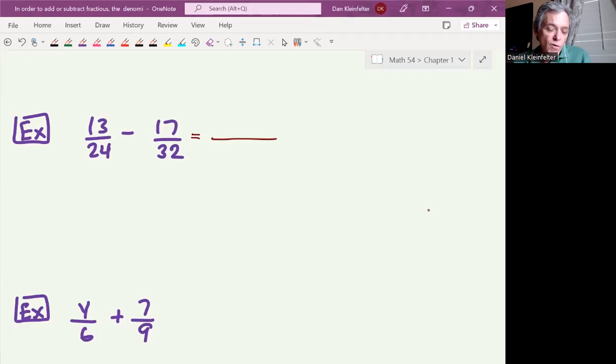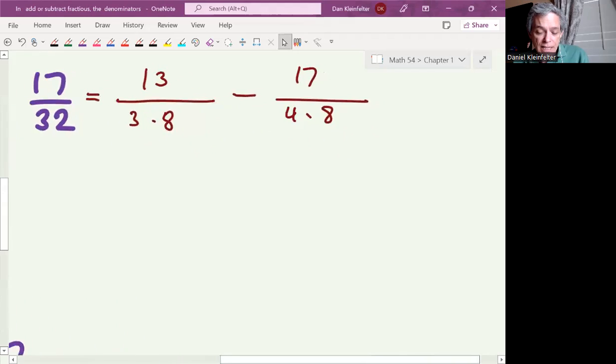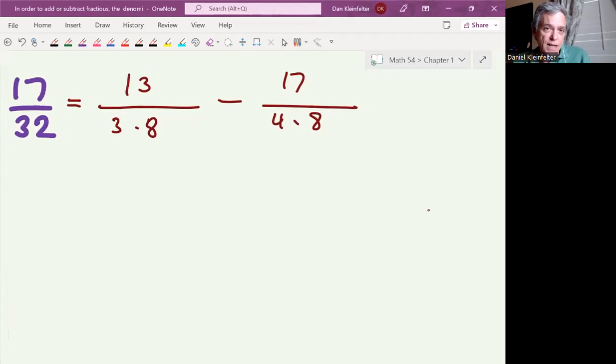I can take a look at 24 and 32, and I can see that both are divisible by like 4, 8, and 2. Usually it's helpful to think about whatever the biggest factor is that they have in common. And so that's going to be 8 here. 24 is 3 times 8, and 32 is 4 times 8. So now we can see that the first fraction has a denominator with a 3 and an 8 in it, but there's no 3 in the second fraction. On the other hand, the second fraction has a 4 in it that is not present in the first fraction.